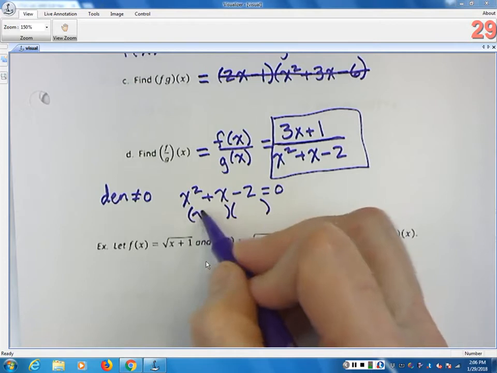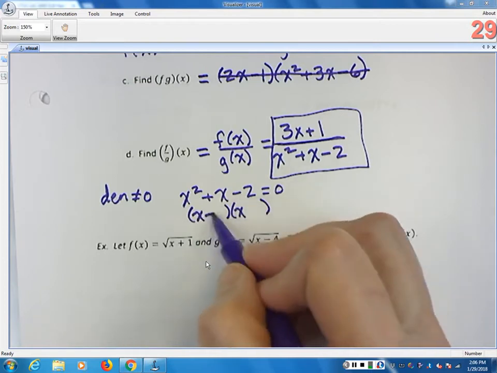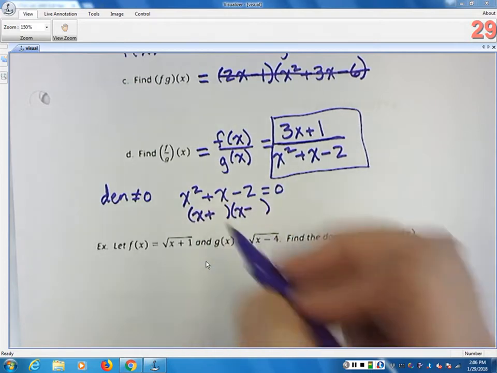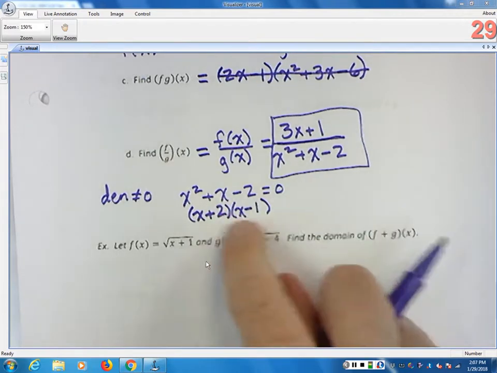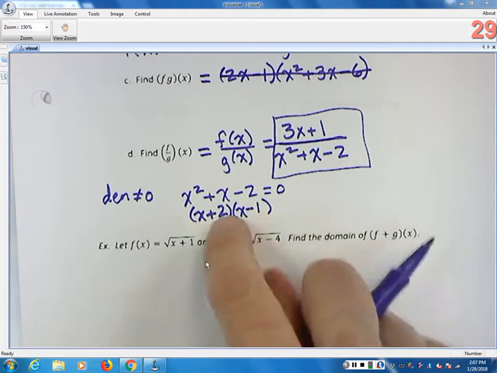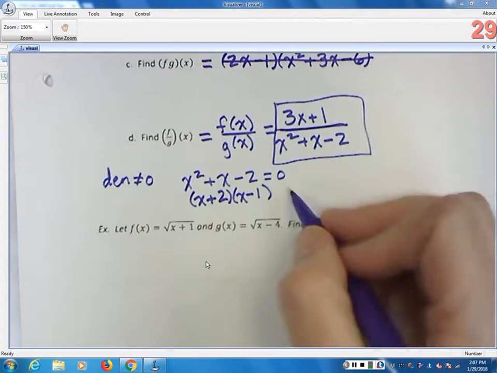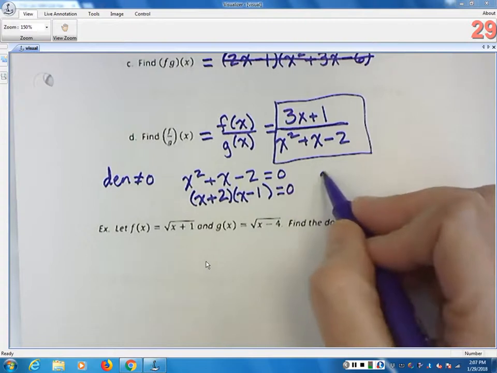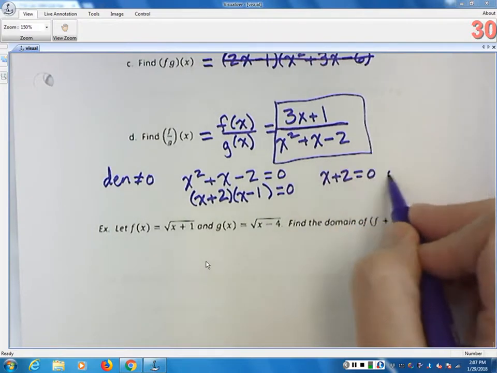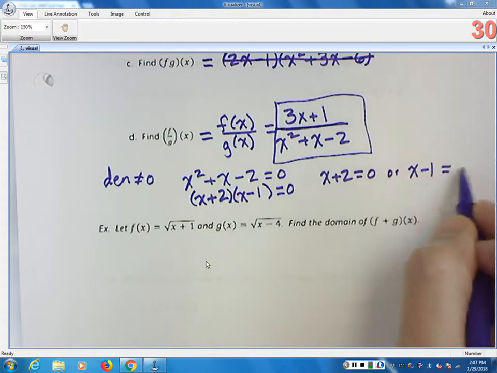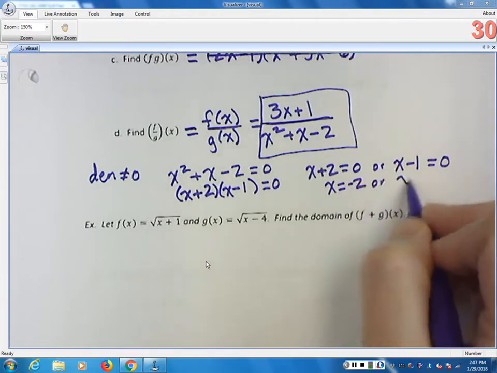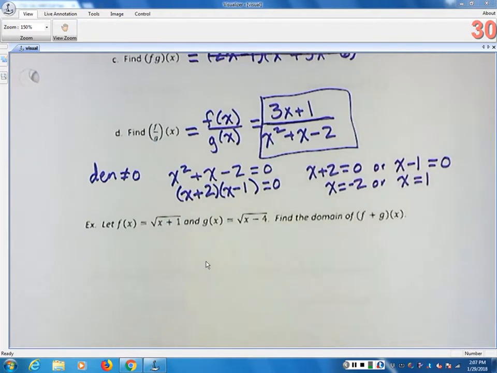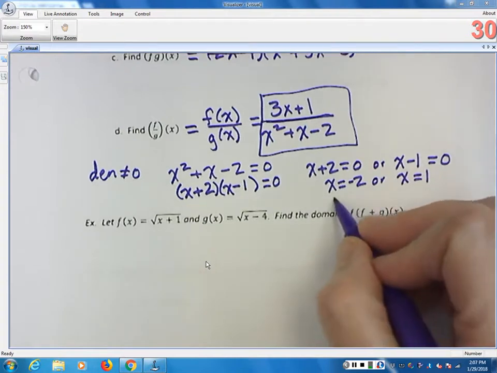into x and x. The negative sign means plus, minus. So we need a positive 1x in the middle, so we have a plus 2 and a minus 1. And that works. You can check your inner terms, FOIL it out, make sure it works. So either x plus 2 equals 0 or x minus 1 equals 0. So x is negative 2 or x is 1. I just subtract 2 from both sides, or I add 1 to both sides. So I need to exclude those values.